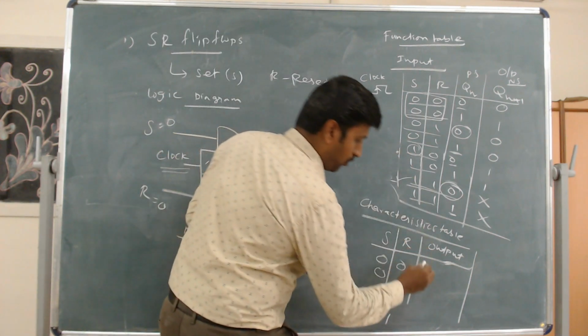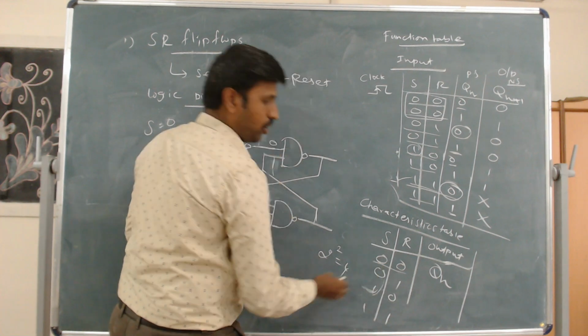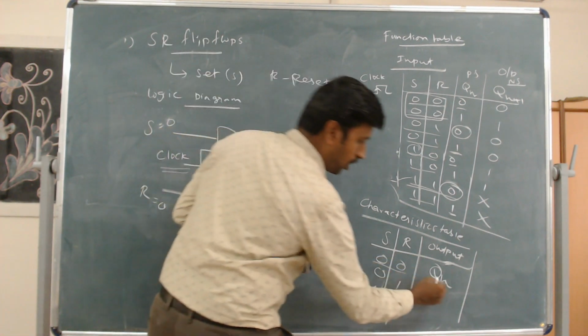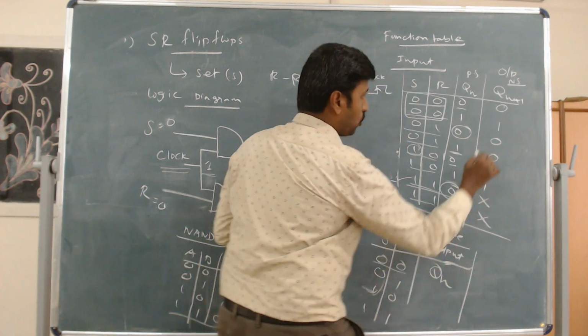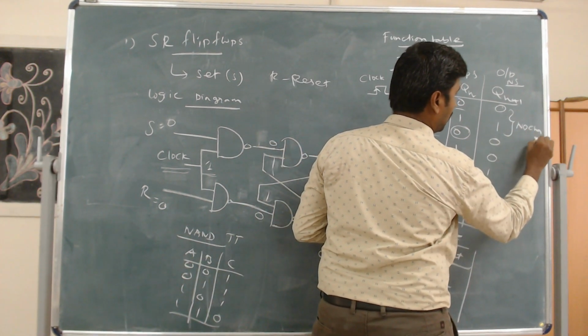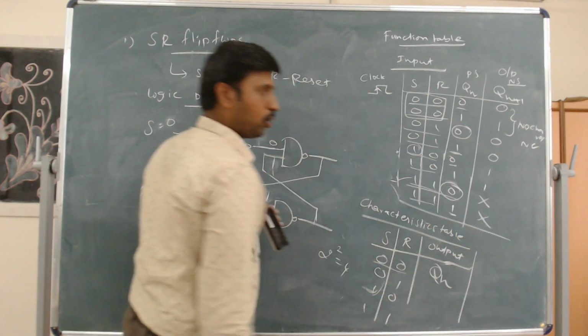So I define it here as Q of n. Whenever the input is 0 0, the output is the present state, so present state and next state are equal. I can call Q of n the no change state. We can define it as no change, shortly NC. So the output will be Q of n.